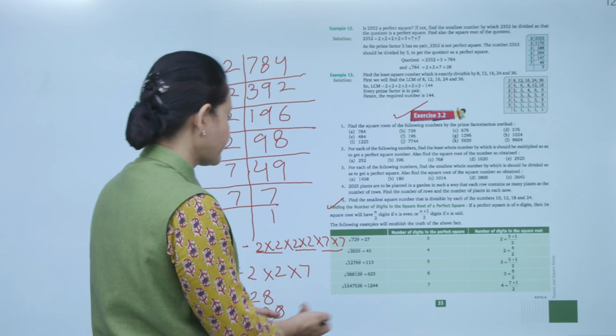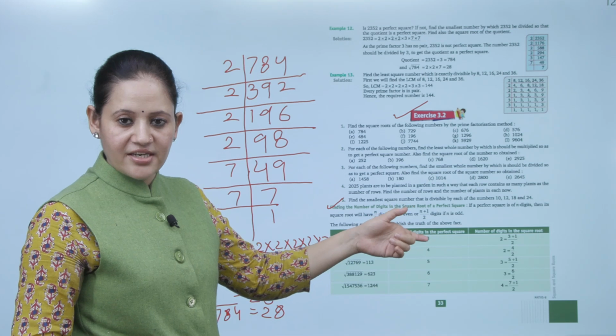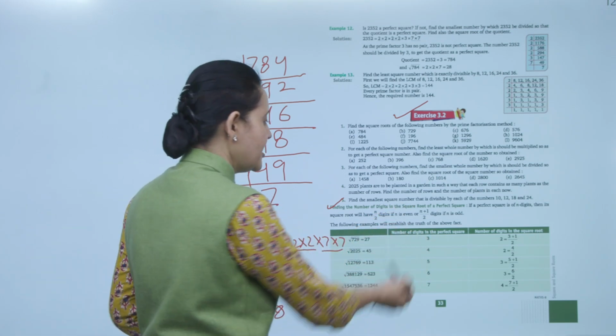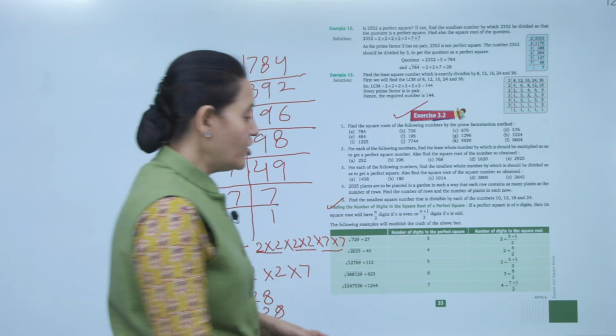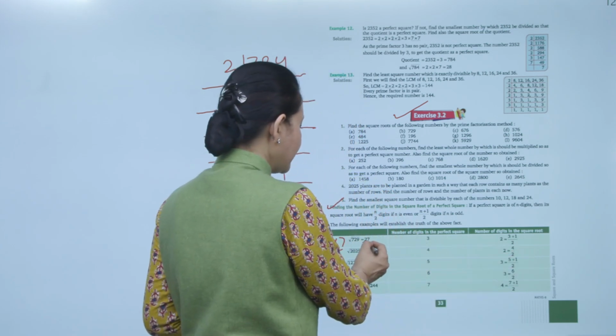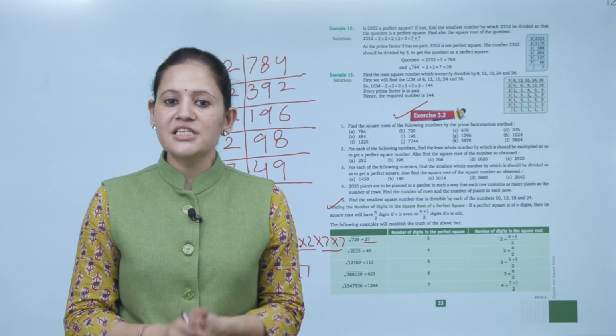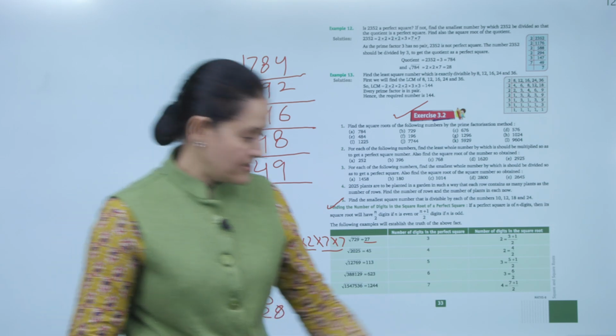Like here, square root of 729, that is 27. So number of digits कितनी है? 3 है, odd है, so that is equal to (3 plus 1) upon 2, means number में कितनी 2 digits होंगी. This is how we can find the number of digits in the square root of a perfect square.